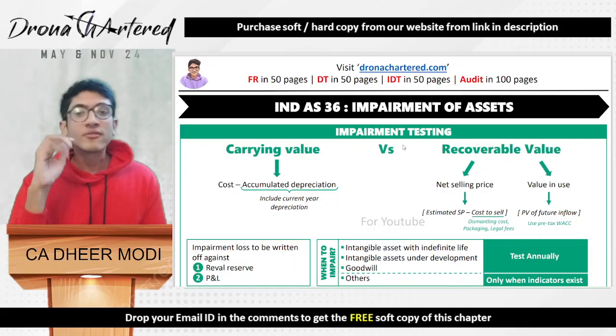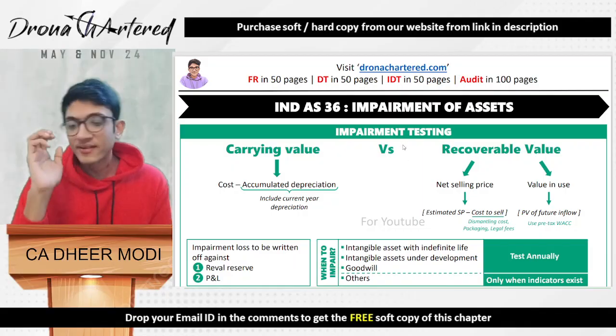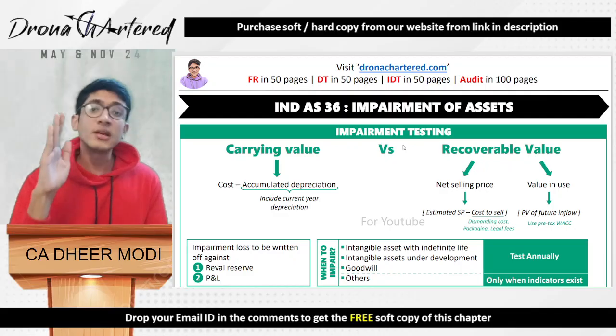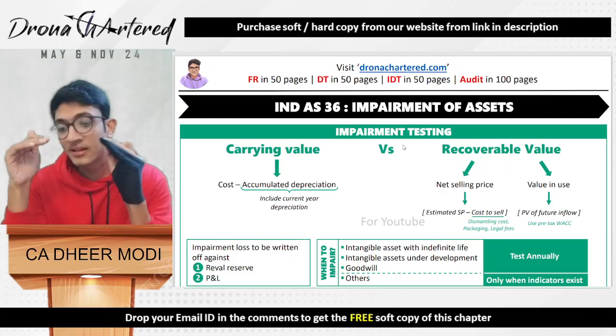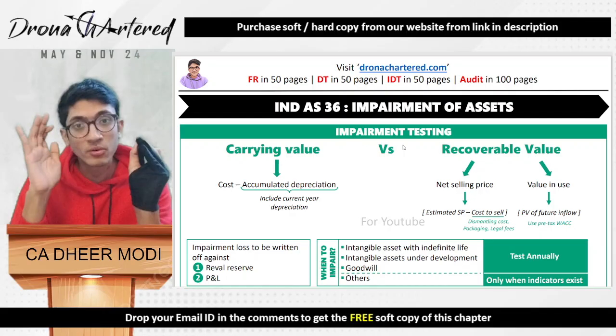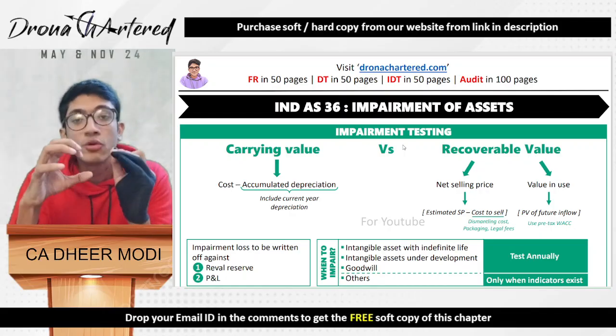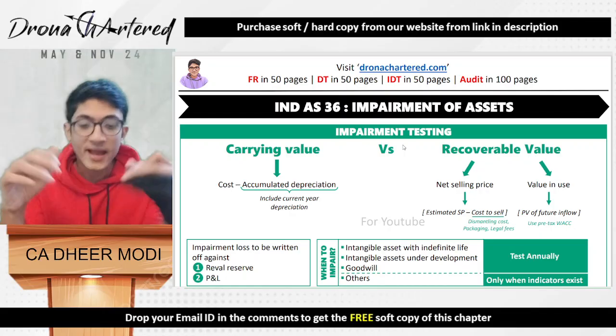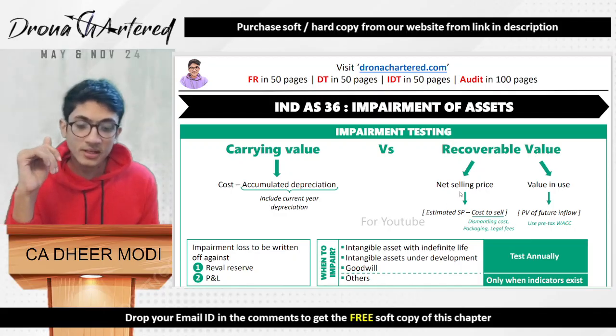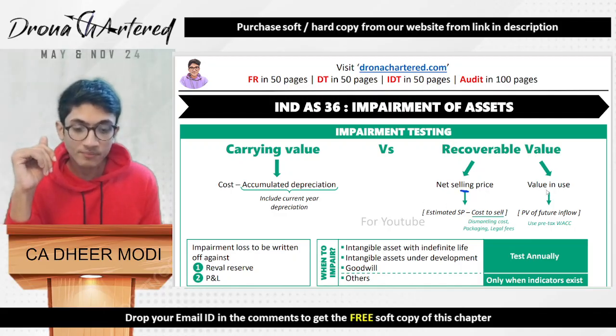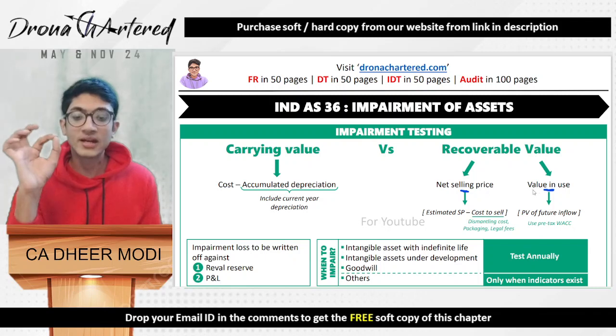Okay, so first of all, we'll start with what is impairment and how you test impairment. Impairment is basically when there is a difference between the carrying value and your recoverable value. Carrying value is the value which is shown in the books, and recoverable value is basically your net selling price or your value in use.